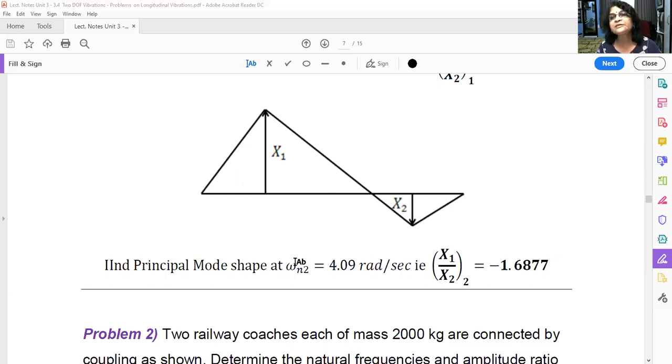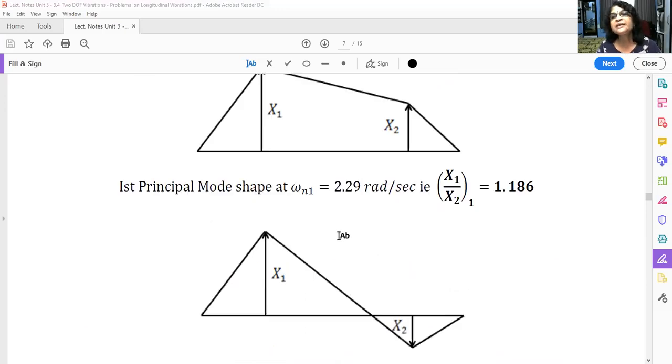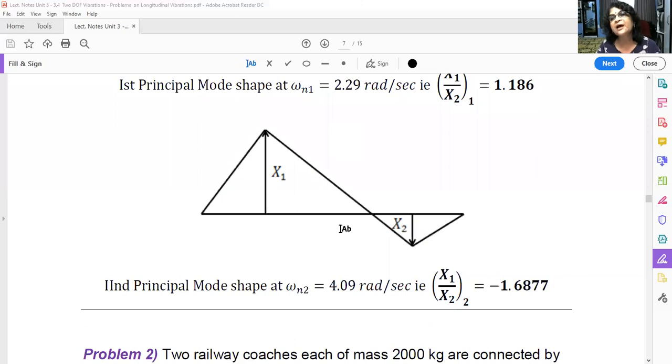That was not the case here. If the left mass was moving towards left, the right mass also was moving towards left, because this is positive. And here it is negative, which means these two masses are having displacement in the opposite direction.